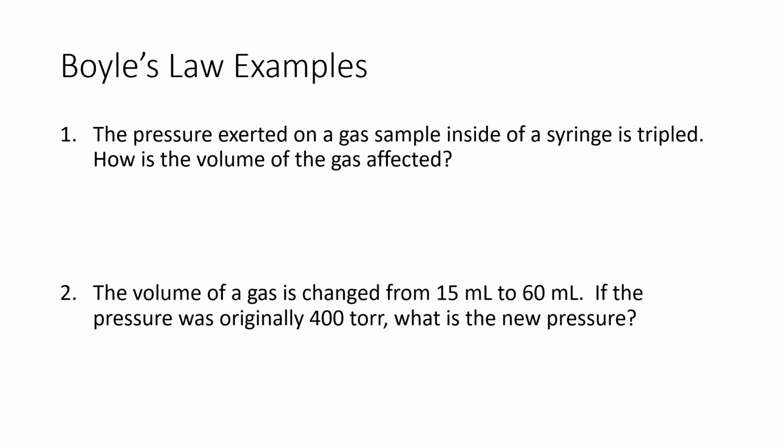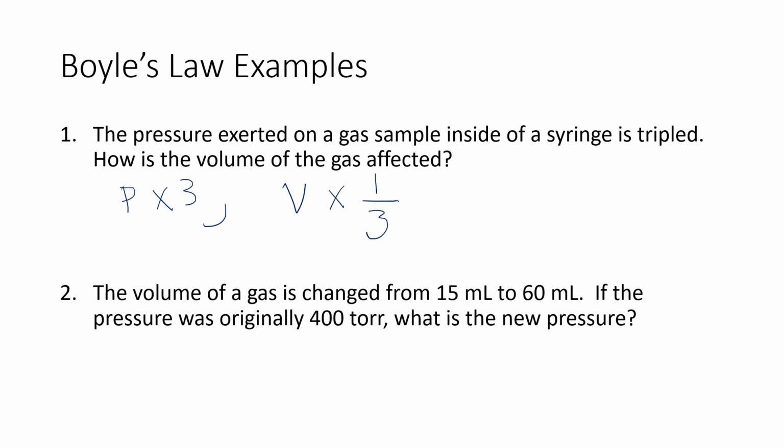So let's see if we can apply that idea. The first example says that the pressure exerted on a gas sample inside of a syringe is tripled. If we triple the pressure, what happens to the volume of the gas? Well, if the pressure is multiplied by 3, then the volume must be divided by 3, or another way of saying that is that the volume is multiplied by 1/3. If you do this by manipulating the syringe, you're simply pushing on the syringe until the volume has been shrunk to 1/3 of its original size.